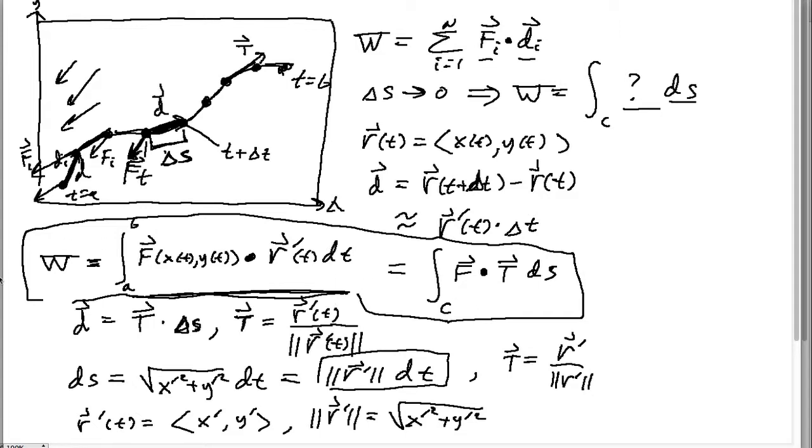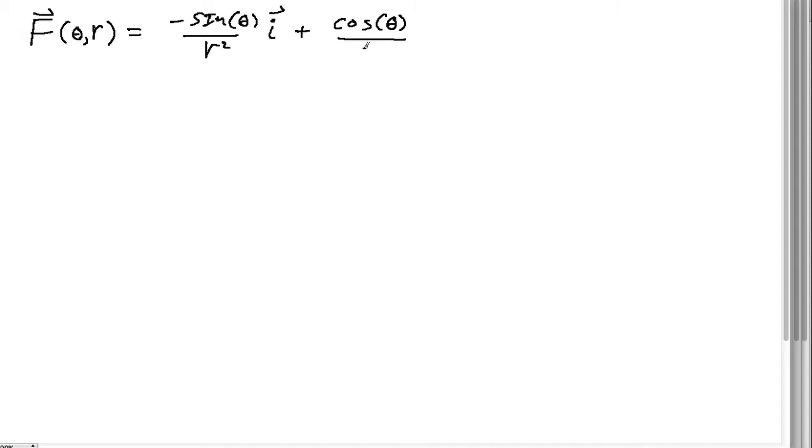Okay. So let's give an example of a vector field. I'm going to give a simple example. F, and we're going to define this in polar coordinates, r and theta. We're going to define it as negative sine theta over r squared times the unit vector i going in the x direction, plus cosine theta over r squared times the j vector.